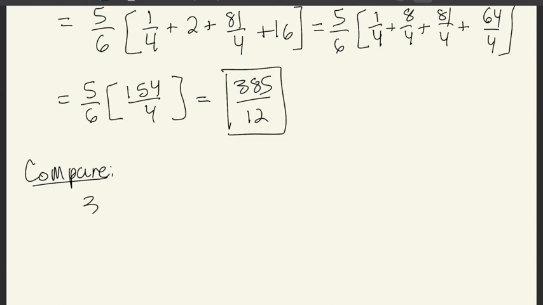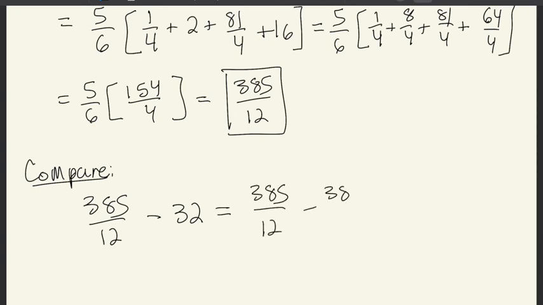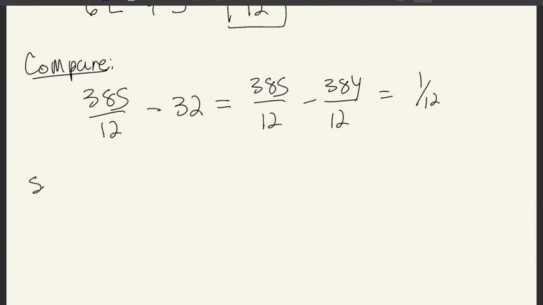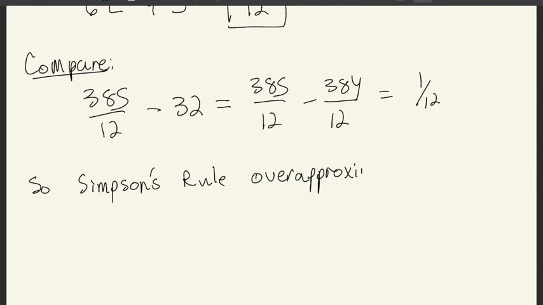All right, compare this to the actual result. You get 385 divided by 12 minus 32. Put them both over 12. That's 385 divided by 12 minus 384 divided by 12, which is 1/12. So Simpson's rule overapproximated by 1/12.